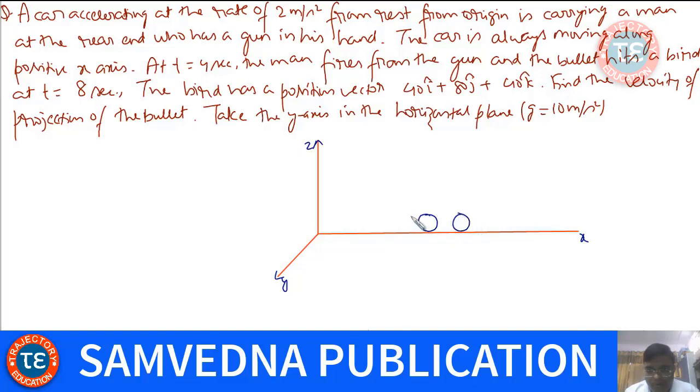Let's take a vehicle. Say we have this is the driver, and we have a man over here. Okay. And he's going to fire a bullet. But see, there is one problem in this coordinate system.